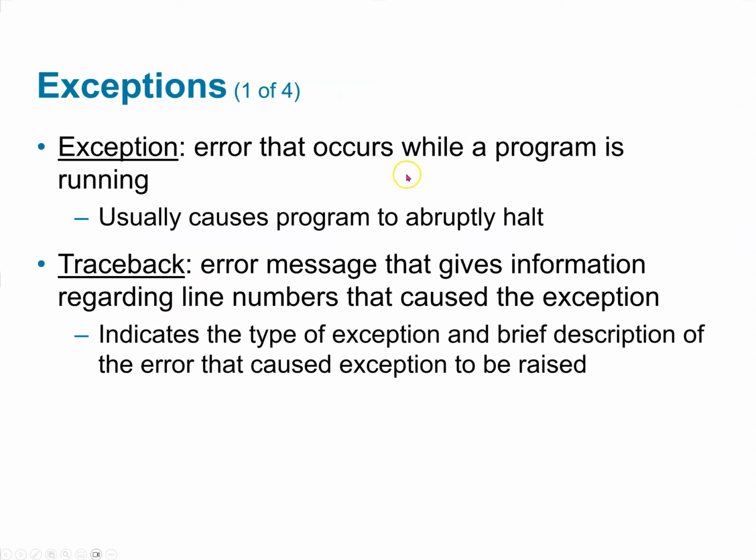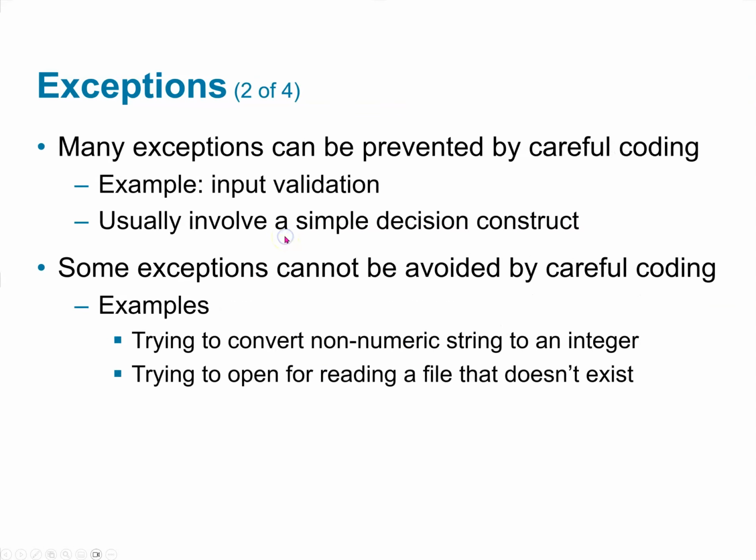Let's touch briefly on exceptions. Exceptions are errors that occur when a program is running. It usually causes the program to halt. A traceback is an error message that gives information regarding line numbers that cause the exception. It indicates the type of exception and a brief description of the error that caused the exception to be raised.